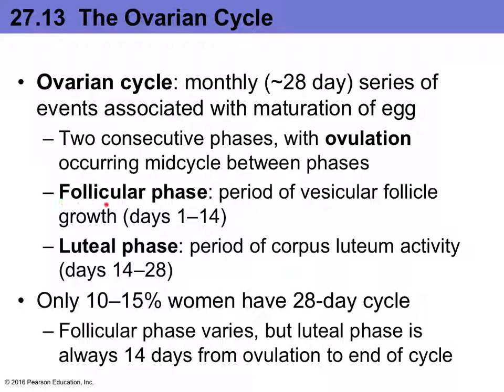The follicular phase, which comes first, and this is where the vesicular follicle with the antrum is going to develop. That leads to the ovulation. And then following that is the luteal phase, where the corpus luteum, which represents the old vesicular follicle with the ejected oocyte, is left over, and that develops in the so-called luteal phase.